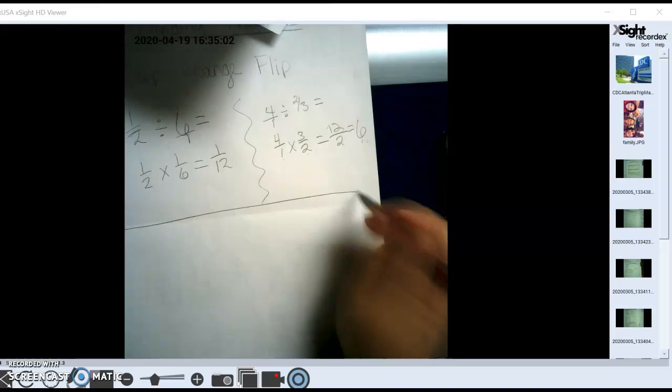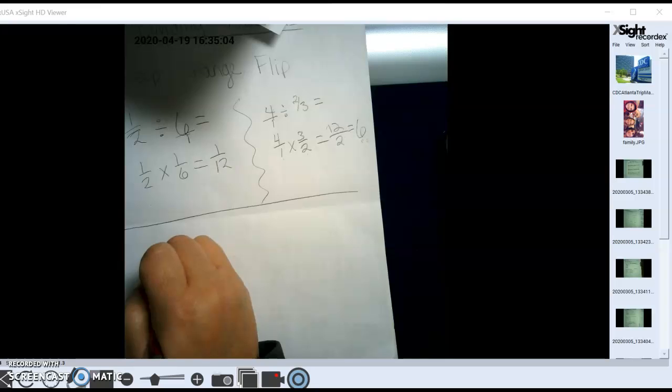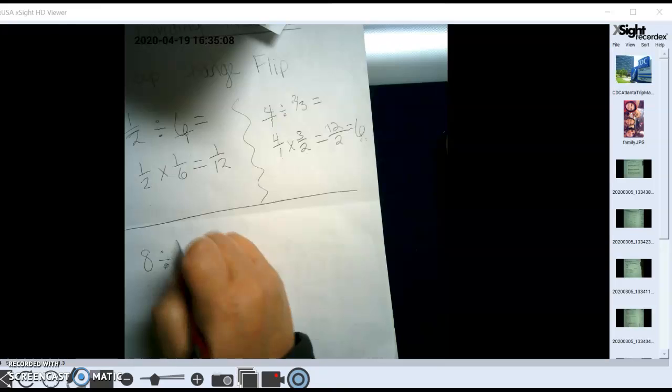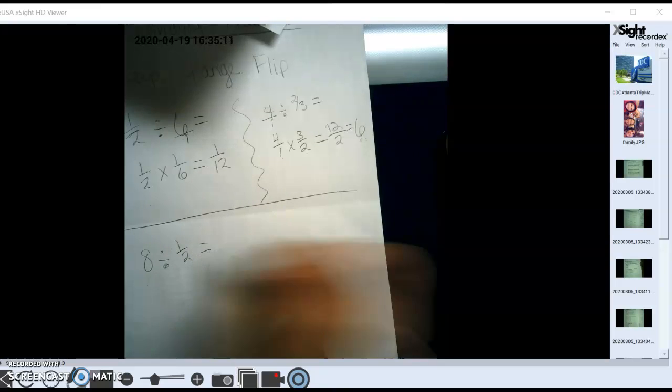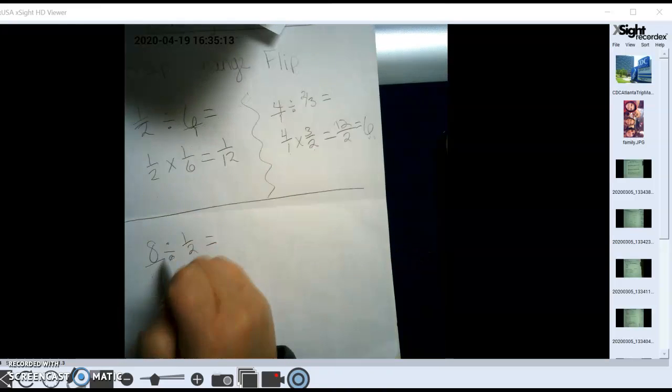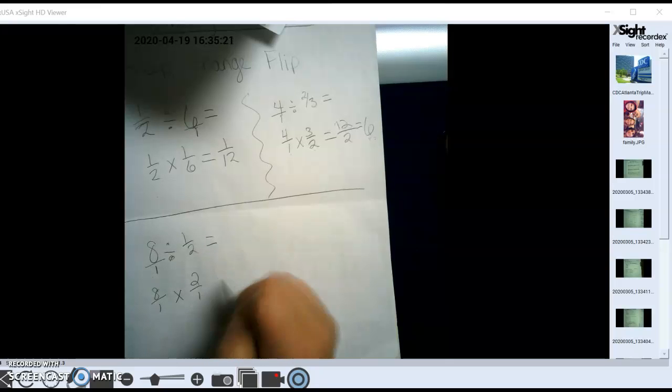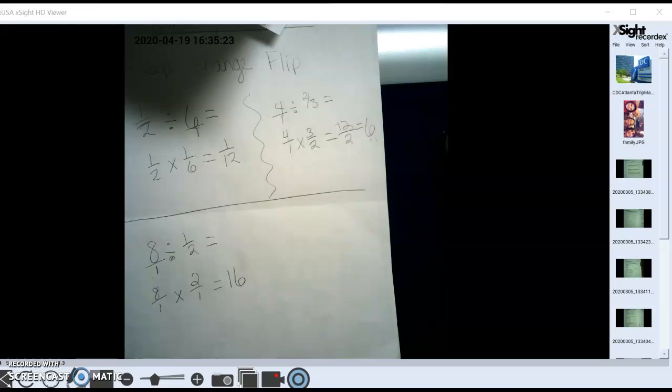All right, let's try one more of these. Let's try 8 divided by 1/2. Okay? Again, we have to imagine that the 8 is 8 over 1 because it's 8 wholes. I keep that, I change, and I flip. And I end up getting 16.